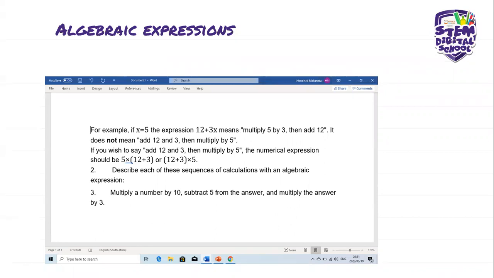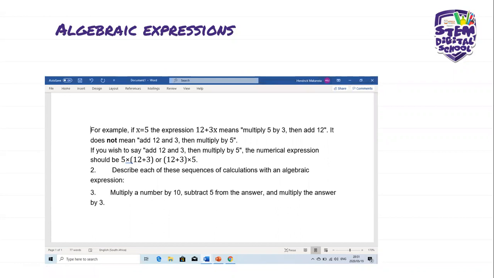I want you to realize that this does not mean that you add 12 and 3 and then multiply by 5. There are learners who sometimes make a mistake of doing this. When you have 12 plus 3x, they add 12 and 3, and the learner will say 12 plus 3 is 15, and thereafter multiply 5 by x.